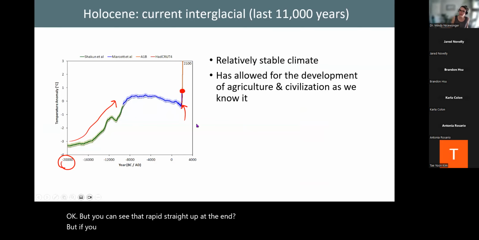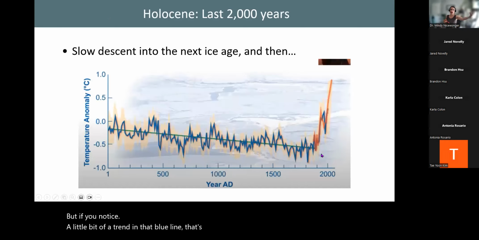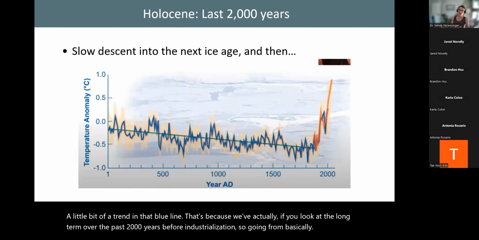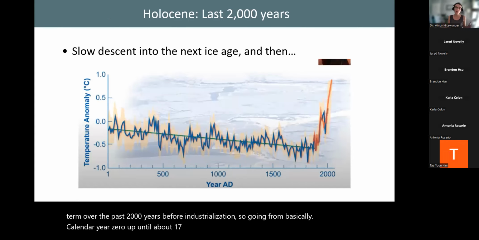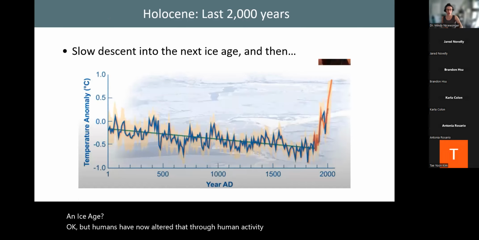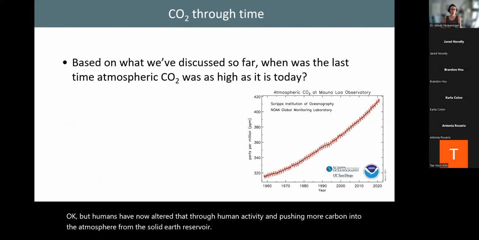But if you notice a little bit of a trend in that blue line, that's because if you look at the long term over the past 2,000 years before industrialization, going from basically calendar year 0 up until about 1700, Earth's temperature was slowly decreasing because Earth was starting to head back into an ice age. But humans have now altered that through human activity and pushing more carbon into the atmosphere from the solid Earth reservoir.